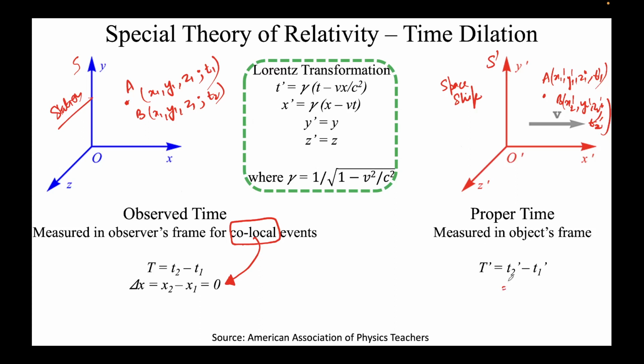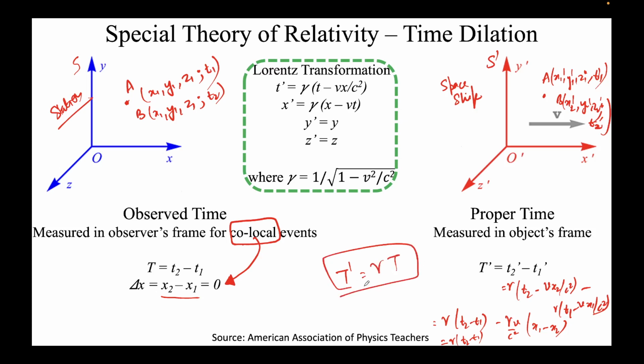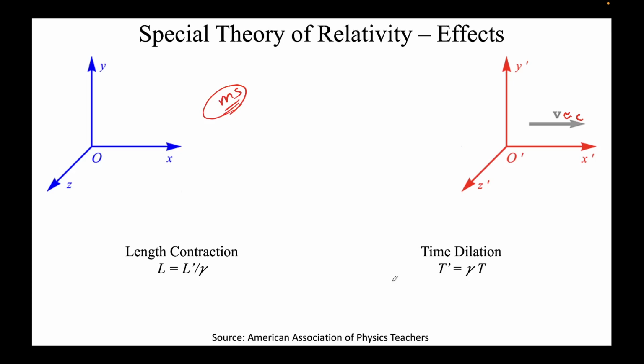So t2 prime is gamma times (t2 minus v x2 over c squared) minus gamma times (t1 minus v x1 over c squared). I'll take time terms common first, so it will be gamma (t2 minus t1), and then I'll club the other terms together: gamma v over c squared, times (x1 minus x2). Note, we talked about co-local events, meaning x2 equals x1, so this term vanishes. So I get gamma (t2 minus t1). t2 minus t1 is nothing but T. So I get gamma T. This is what we have seen in the last slide: T prime equals gamma T.